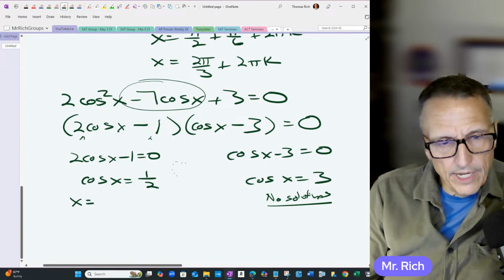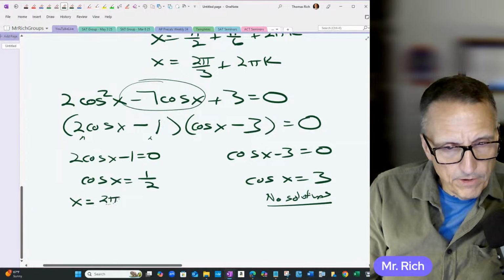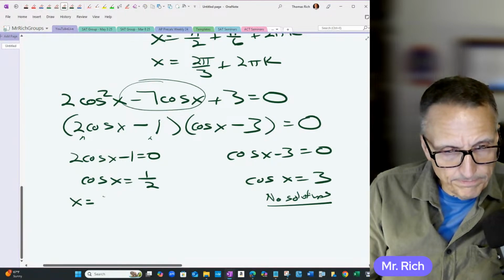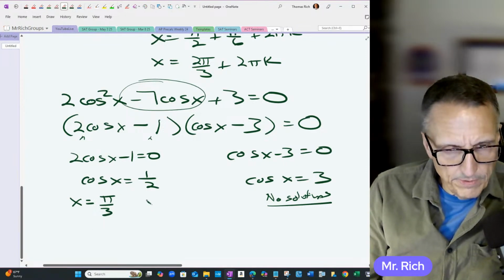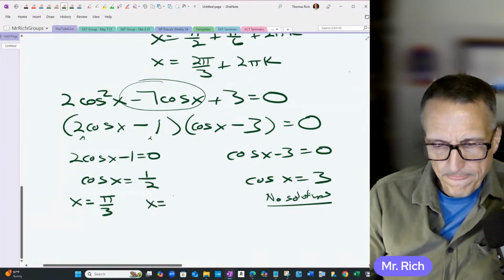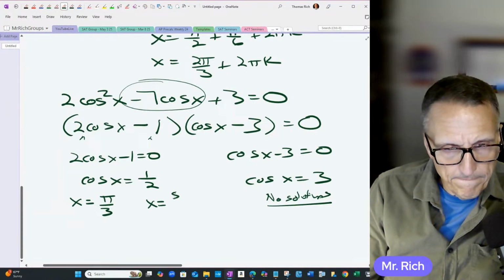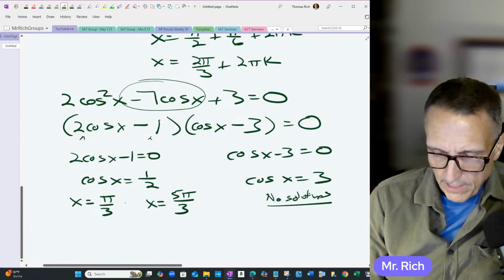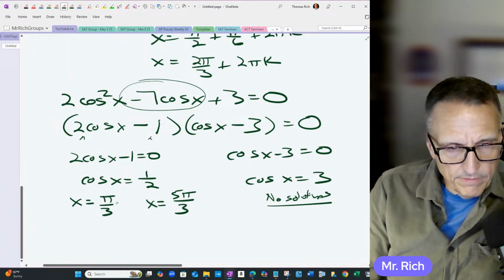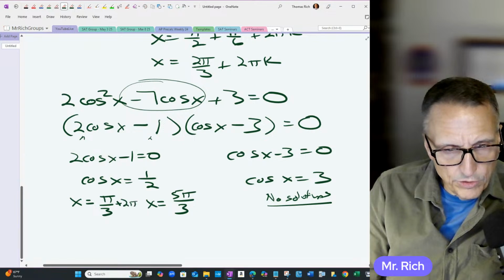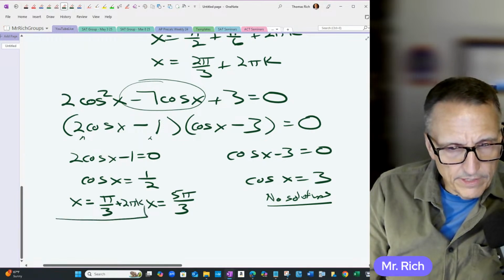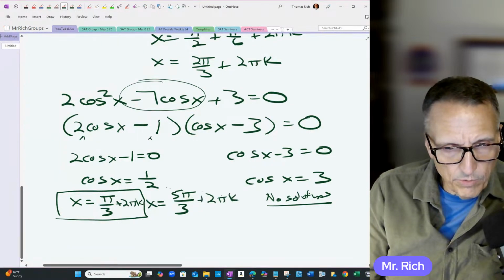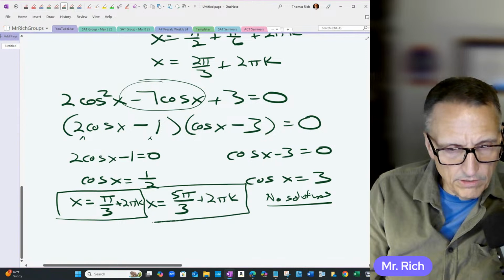One of those is going to be at, excuse me, pi over 3 is the first one. And then the second one is going to be down in the fourth quadrant at 5 pi over 3. Right now, I want to include all solutions. And so what I would do is I would tack on here, I would have to go a whole other period, 2 pi k right there. And then this one also plus 2 pi k, where k is an integer. That gives me all of the solutions.